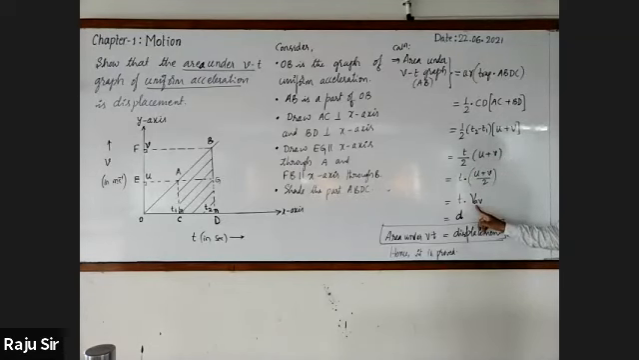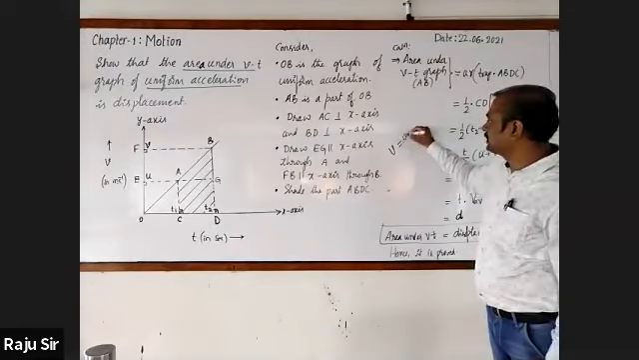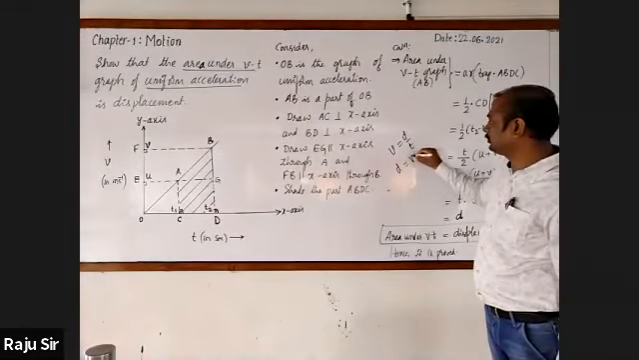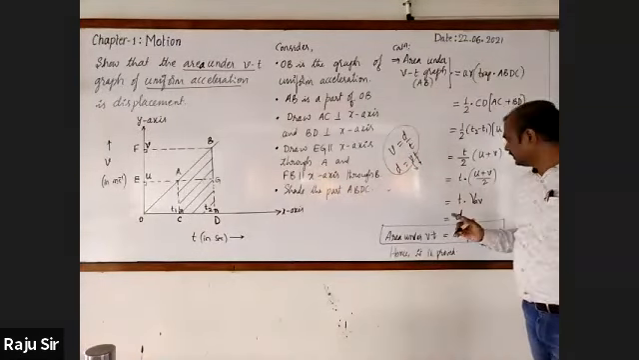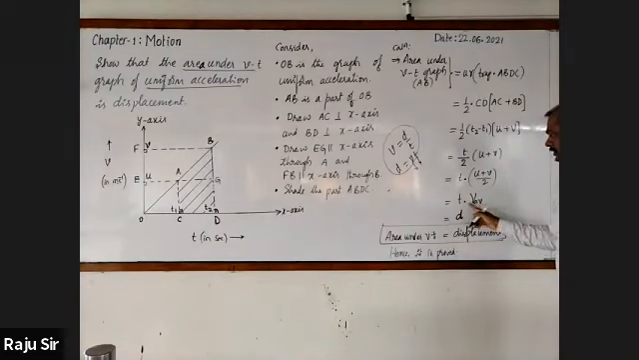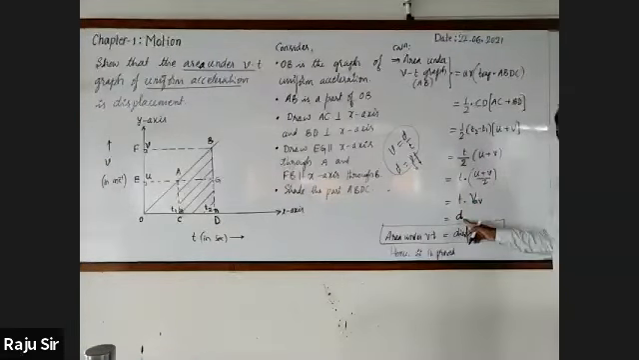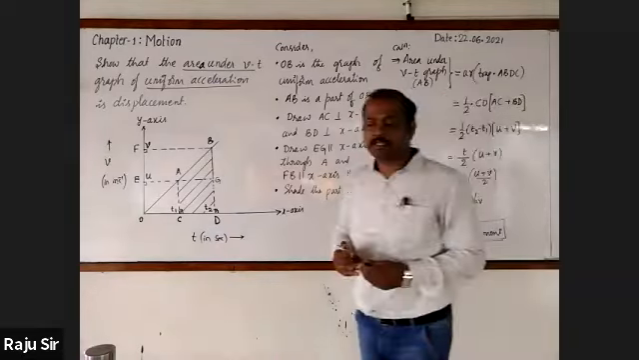So that has been written. So time into average velocity is nothing but displacement. The reason is we know that V is equal to D by T, and D is equal to V into T. Speed into time is nothing but distance. Here, average velocity into time is displacement. Hence, the given statement is true.